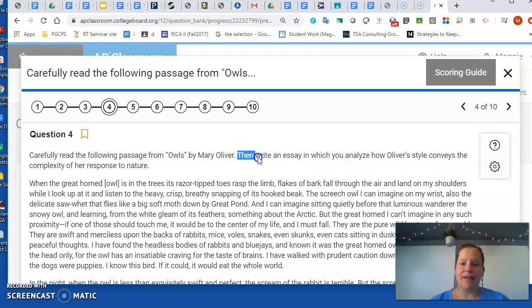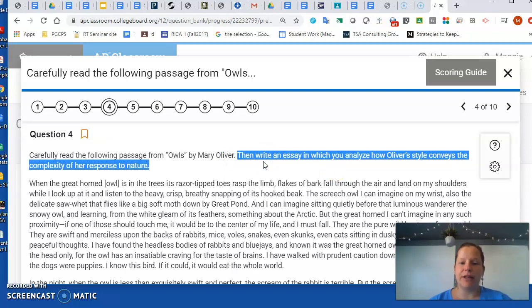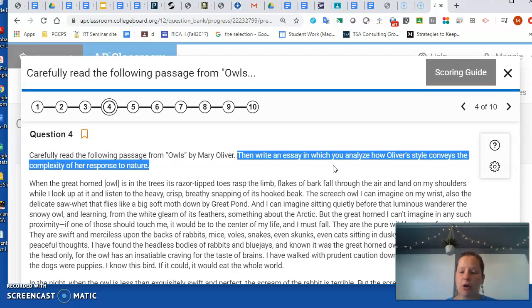All right, this is another particular phrase they like. Write an essay where you analyze how the author's style conveys the complexity of her response. So this one would require you to say her response is complex in these ways, and her style helps convey that complexity. So the first thing you'd have to do for this prompt is to figure out, how is her idea complicated? Like, she's not saying something simple.